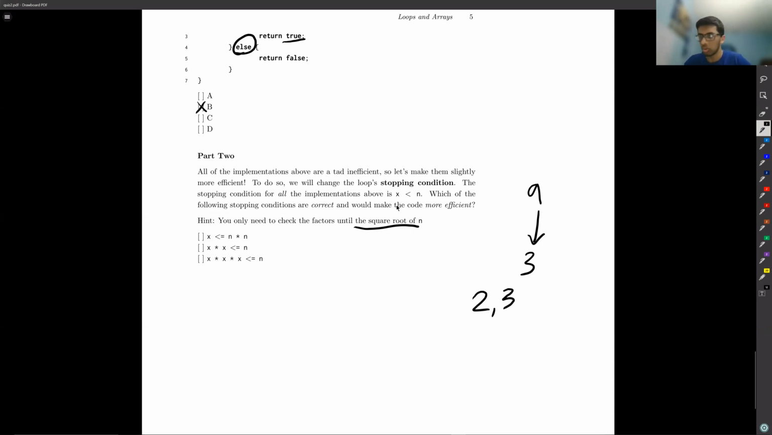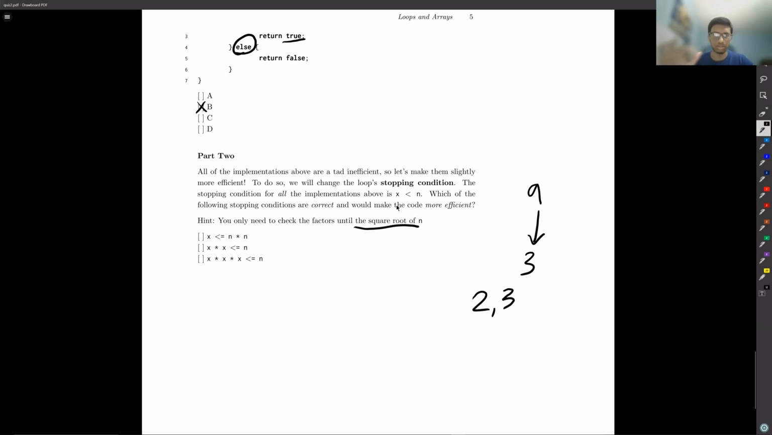But we don't need to check 4. We don't need to check 5. We don't need to check 6. We don't need to check 7. We don't need to check 8. So we only need to check 2 and 3. And as you can see, we're checking literally a quarter of how much we would have checked otherwise. But now the question is, which of these satisfies this case?